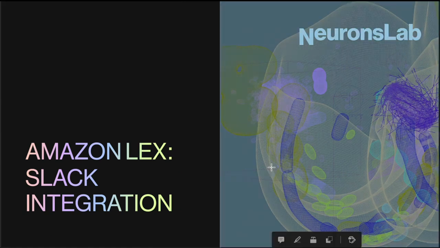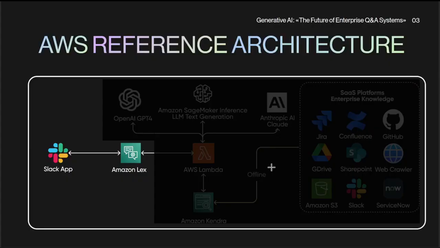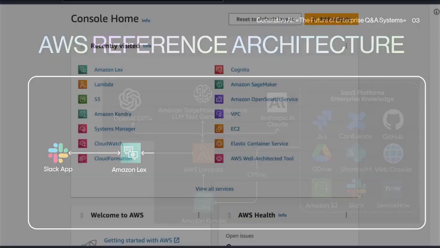Okay, let's start with the architecture. It is actually very simple. We will create an Amazon Lex bot, and we will also create several intents in this bot. These intents identify the user's intent and allow the bot to provide relevant answers. After that, we will create a Slack application and integrate it with the Amazon Lex bot. So that is our architecture for today, and let's move to the AWS console.